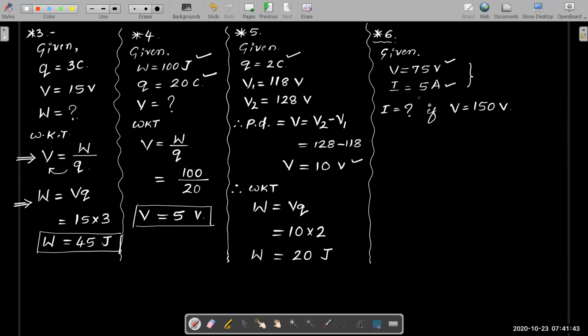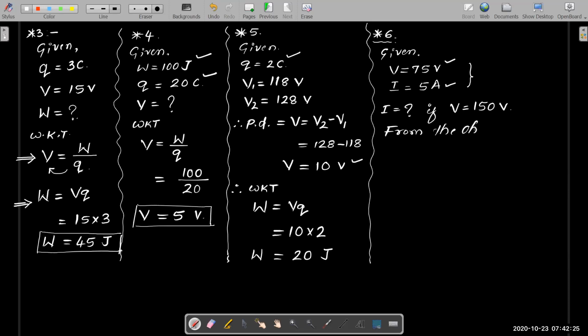Here it is completely based on Ohm's law. When we observe the equation of Ohm's law, we come to know about one more concept, that is the resistance of the electric heater. Here the resistance of the electric heater is not given, and without the resistance we cannot find the value of current even though the potential difference is there. So first we have to start with Ohm's law.